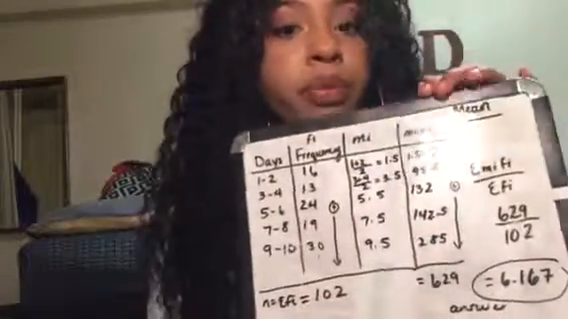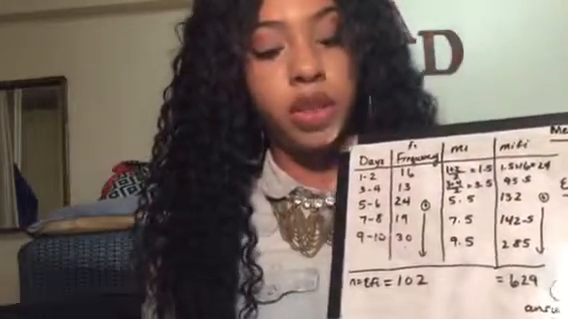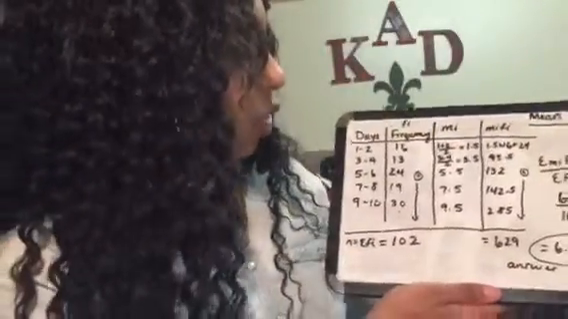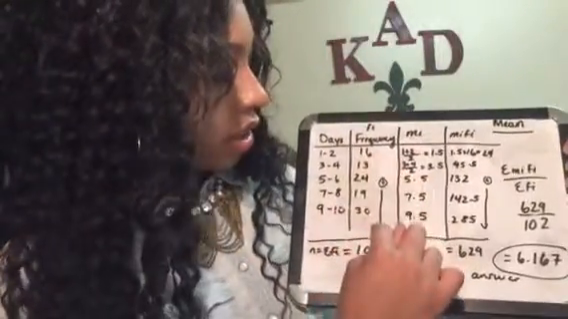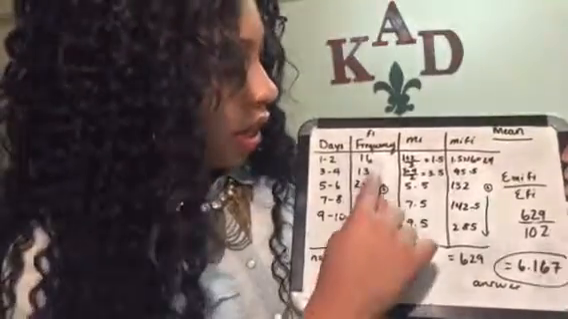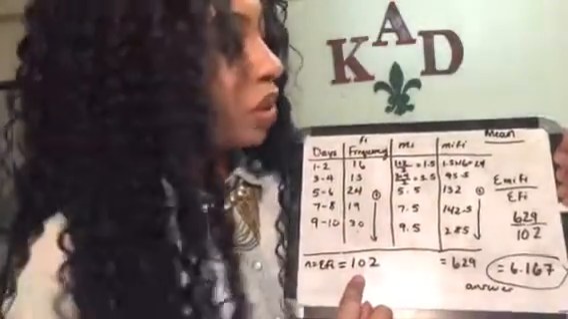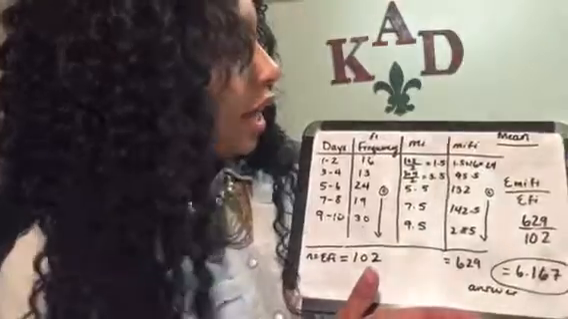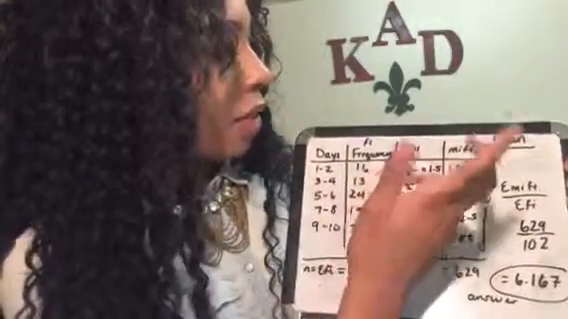And that's what they will give you. Now to solve it, of course, you will have to use the formula. So as you can see, you have to add all this to get your frequency. And once I added all this, I got 102. So that's your frequency.